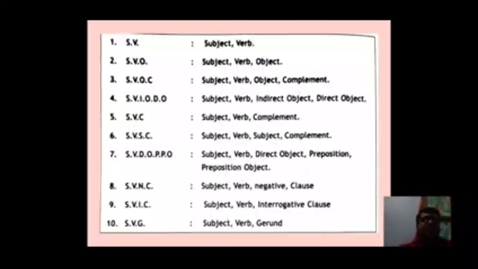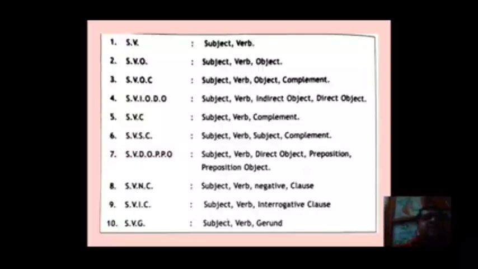For example, he is a good liar. Here, what is the complement? Good is giving the complement. He is a liar, liar is a common noun, but here we are adding an adjective, that is, he is a good liar.